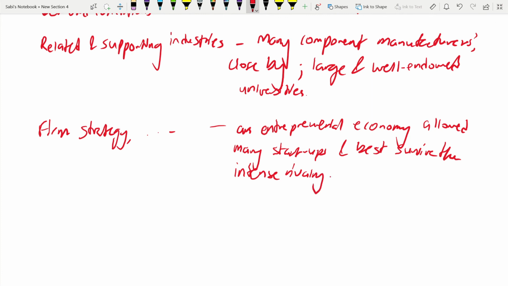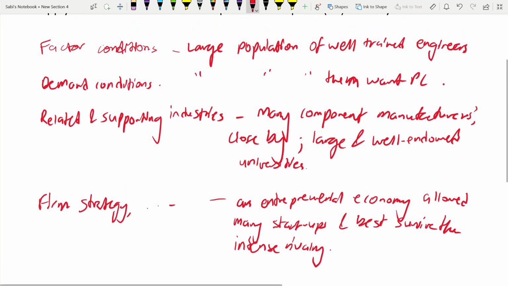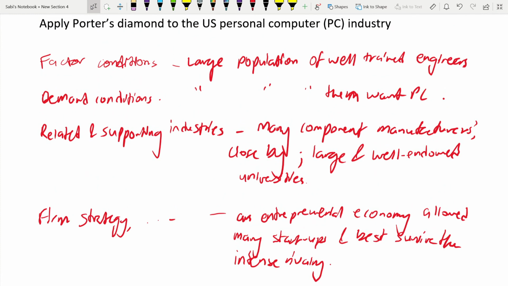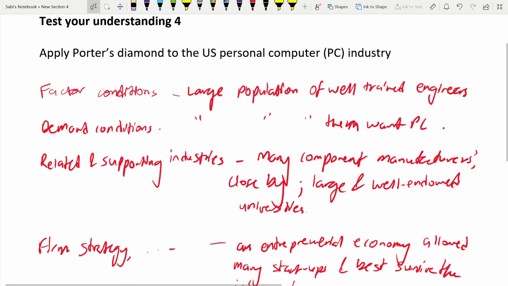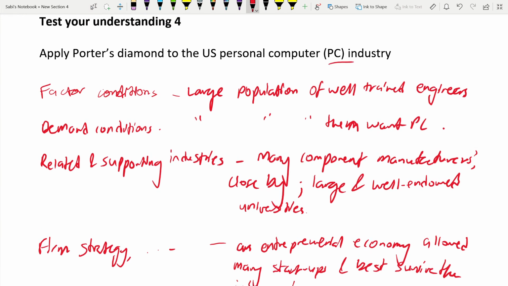So you see their structure, the industry that they have supported close by, and the demand that people have, and the factor condition that their population is well-trained engineers. All these factors are helping them to be an attractive country for the PS industry in the US. They're talking from the point of view of the US. Okay, so now let us go to our last part in this lecture, that is environmental opportunities and threats.